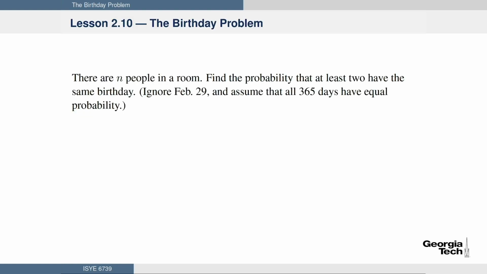Here's the setup. This is a great problem. Suppose that there are n people in a room, like our classroom. Let's find the probability that at least two of them have the same birthday. We'll ignore February 29th because, as I said before, that's for freaks, and we'll assume that all 365 days have equal probability. That's not actually true because birth patterns vary over the year, but for simplicity's sake, we'll assume that it is true for now.